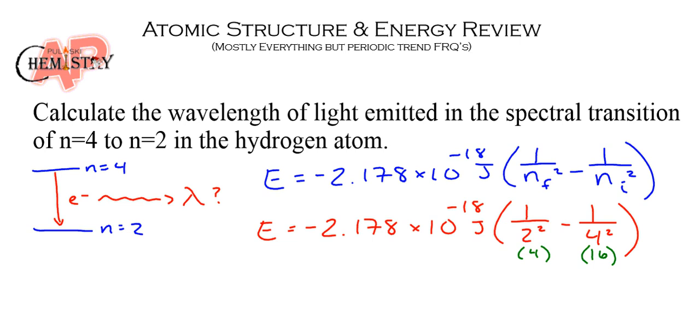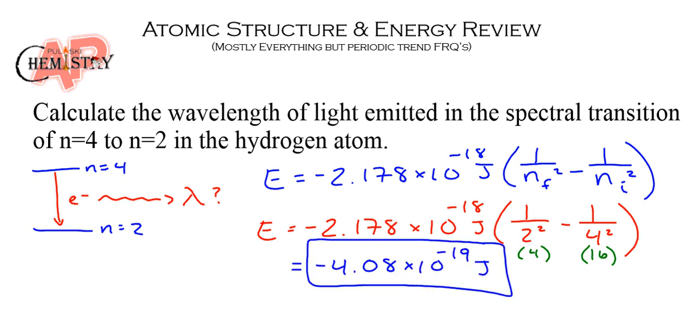Plugging it in, this is what it'll look like. In the green, I've just highlighted the fact that 2 squared is 4 and 4 squared is 16. Many students forget to actually square the values, and it's very important that you're actually taking 1/4 and 1/16 in your calculations. The final answer would be negative 4.08 times 10 to the negative 19th joules. That's energy.